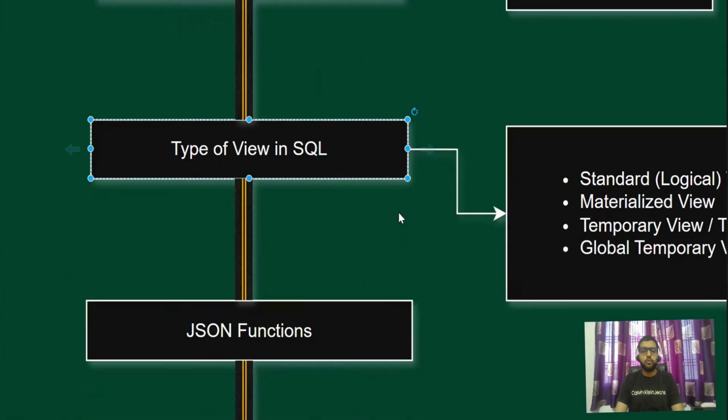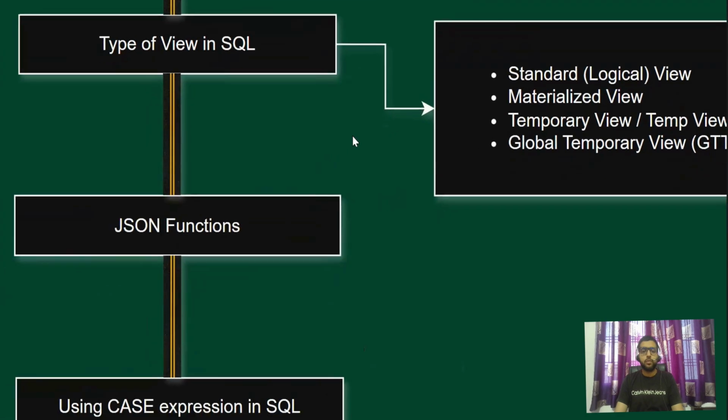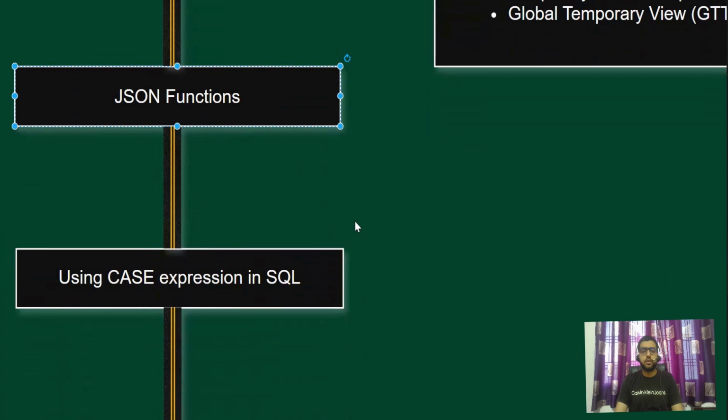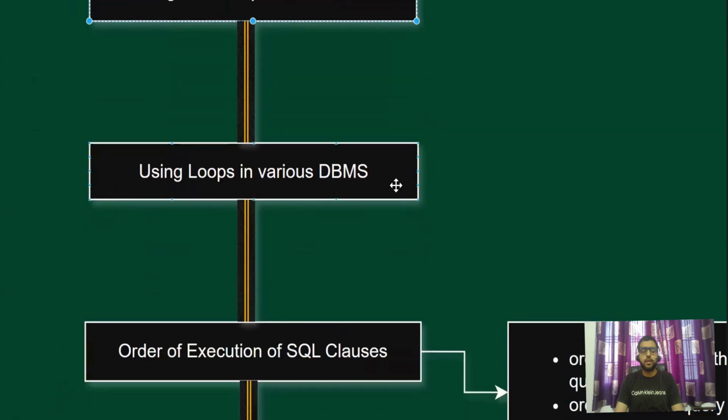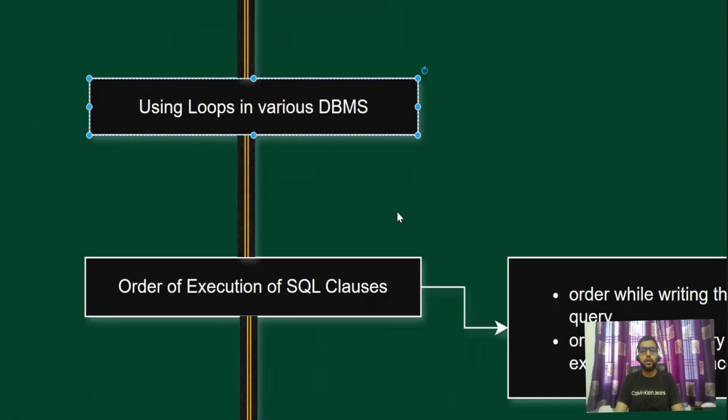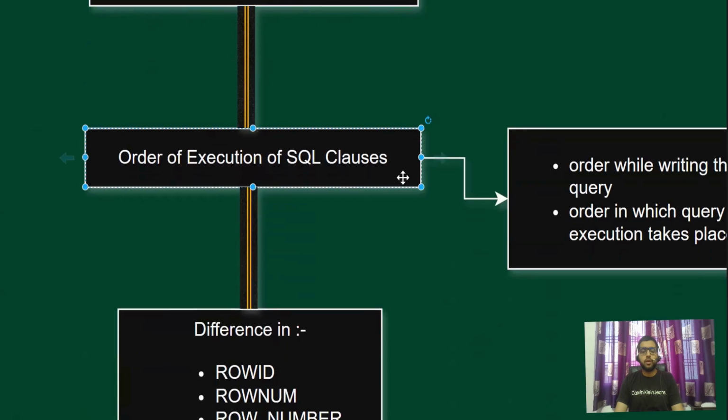Then we will talk about what views in SQL are and what the types of views are. We will talk about the JSON functions, the usability of JSON functions in SQL, and we will see how to use a CASE statement in SQL, how to use the loop concept in various database management systems, and we will see what the order of execution of SQL clauses is.